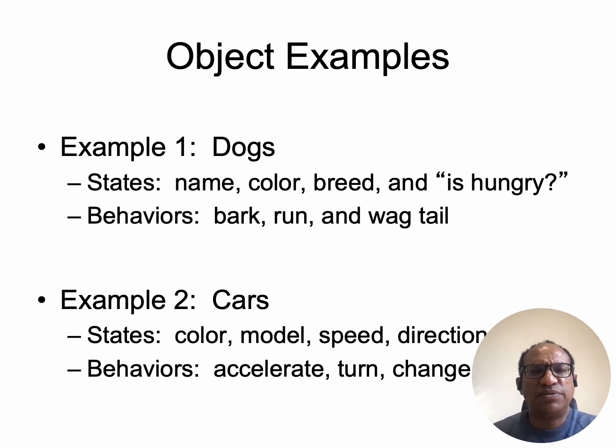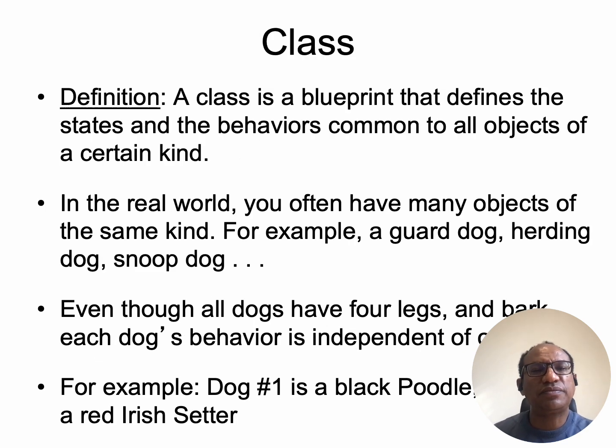Let's see real-world examples. Dog attributes: name, color, breed. Behaviors: bark, run, walk, wag tail. Another example, car attributes: color, model, speed. Behaviors: accelerate, turn, change gears. Objects make programs modular and reusable.